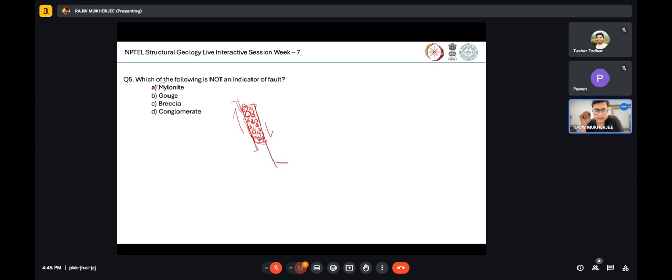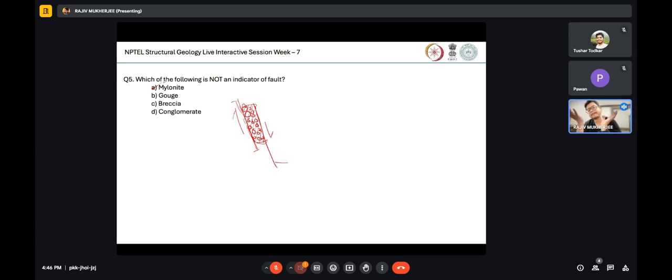Mylonite is strictly restricted to ductile shear zones. A ductile shear zone means that there are no visible fault planes running through it. That means we are restricted to ductile deformation only, and no loss of cohesion is taking place. But if I say brittle faults, that means the cohesion is lost, and therefore brecciated clasts, gouge material, and associated conglomerate can take place.